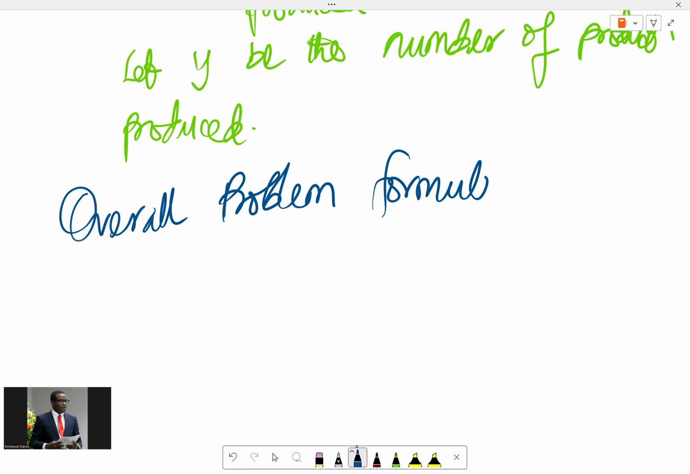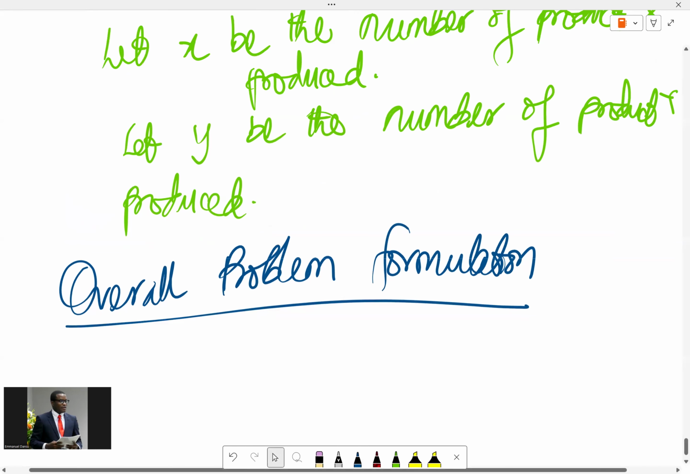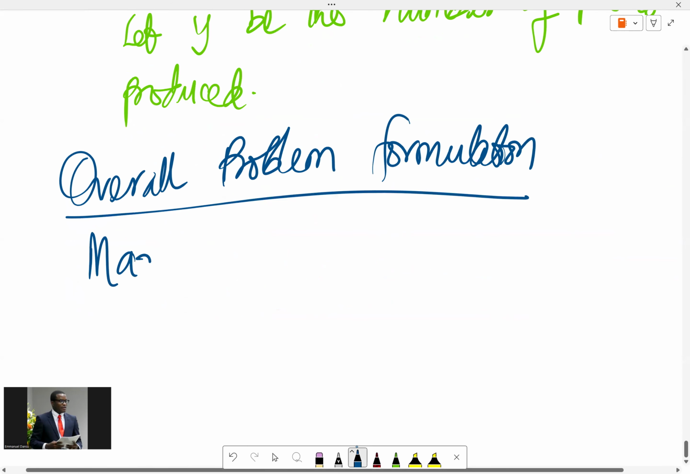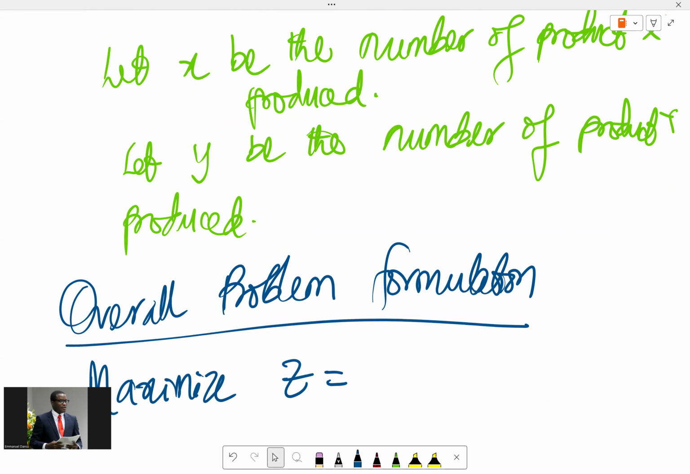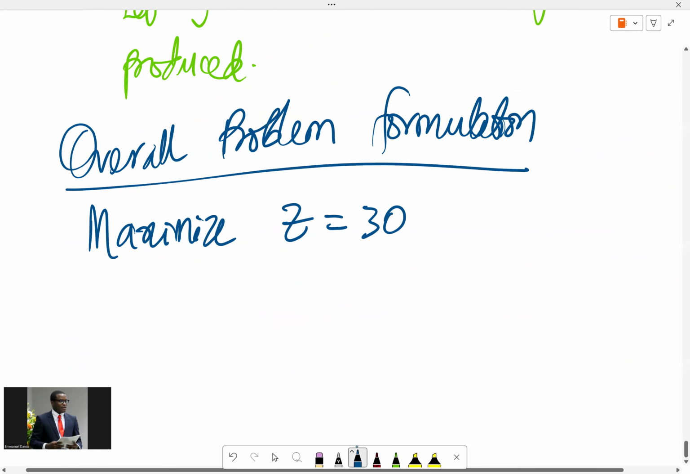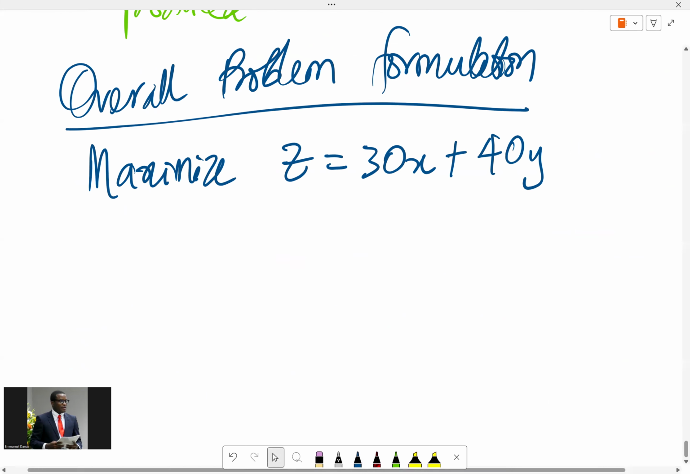Again, we are maximizing profits. That's what the objective is: how many units of each product should the factory produce to maximize profit. So again, it's a maximization. So now we have maximize z equals 30x plus 40y. One unit of X gives $30, so that's 30 times X in profit. Then the other one is 40Y in profit.